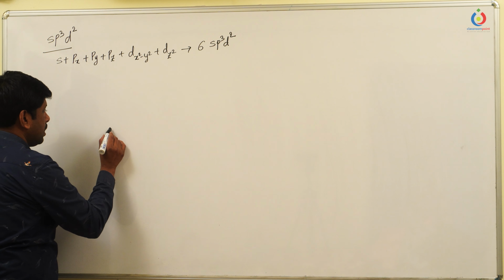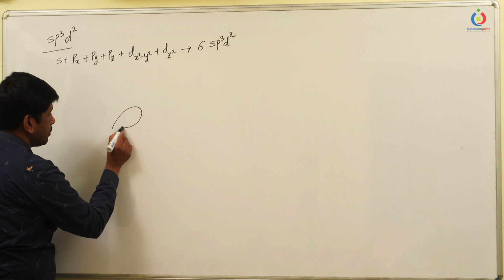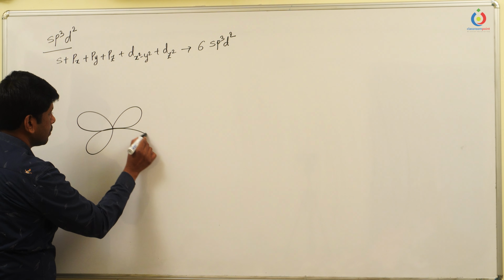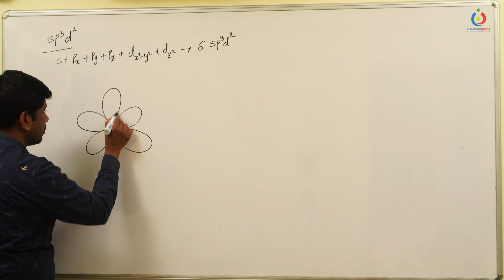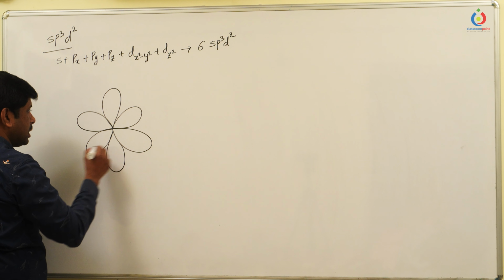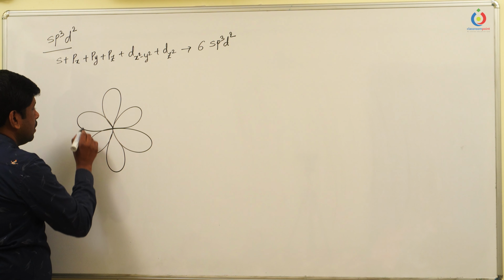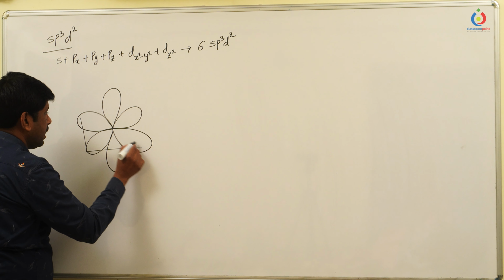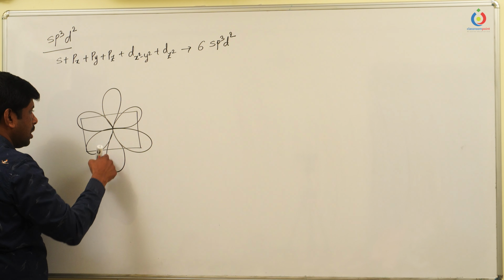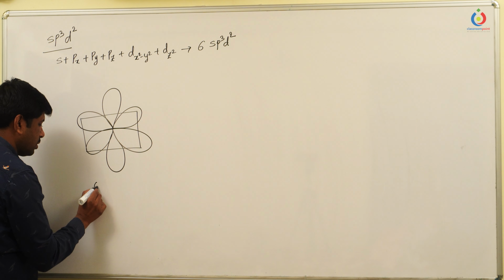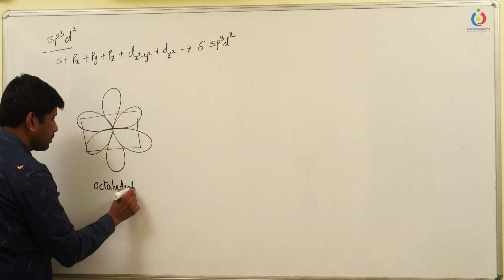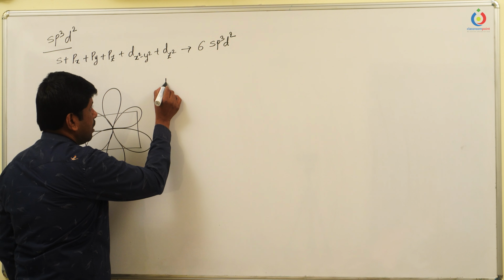So these orbitals are oriented like this. These are all six sp3d2 hybrid orbitals. Shape is, if you connect, these four orbitals are in one plane. This orbital is above and below the plane, hence it is called octahedral. Let us take an example here.